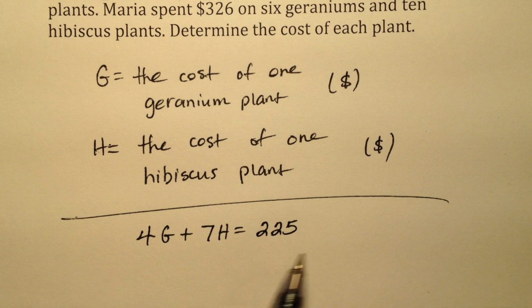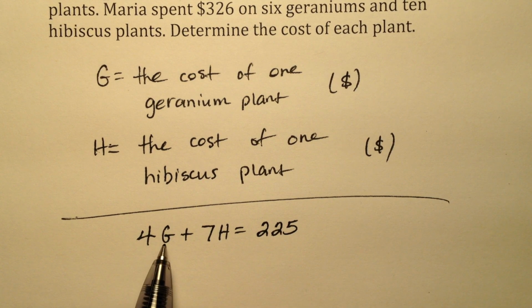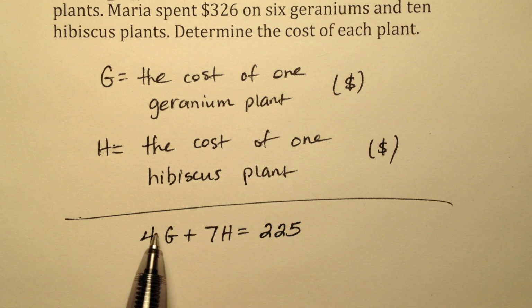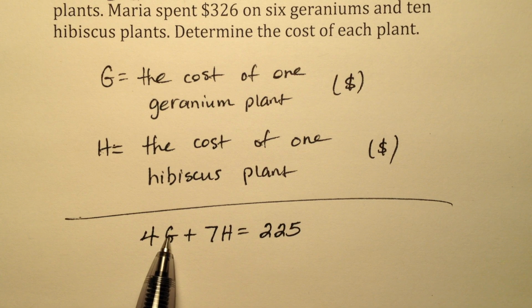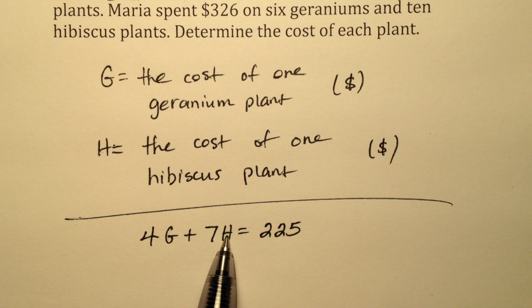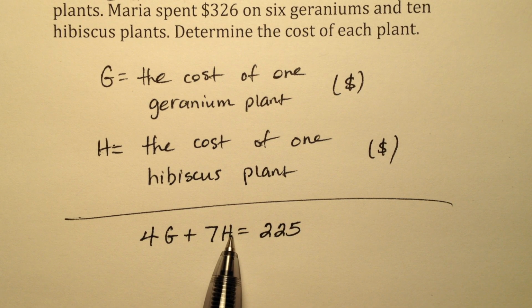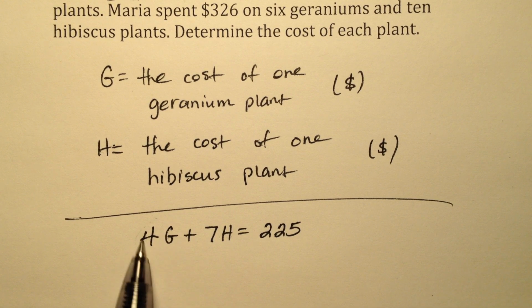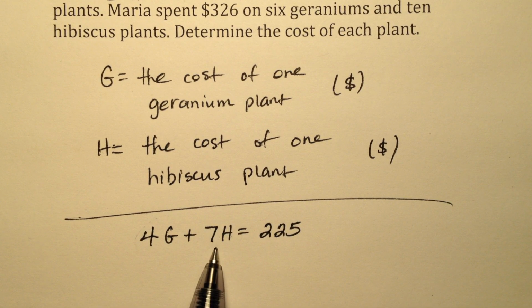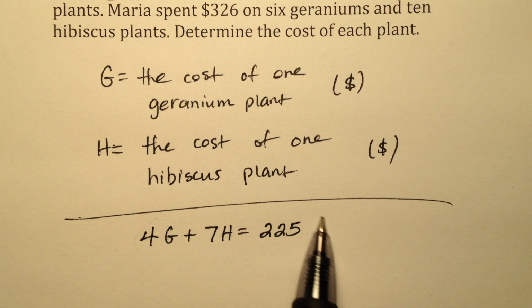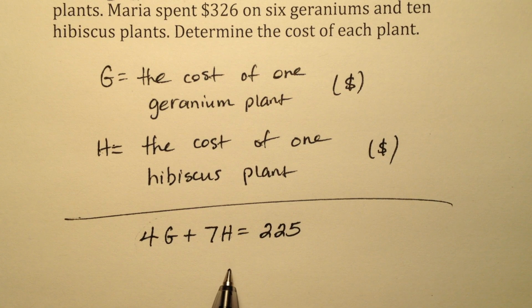Let's talk a little bit about where we got this equation. So if G is the cost of 1 geranium plant, then 4 times G will be the cost of 4 geranium plants, which she purchased. And if H is the cost of 1 hibiscus plant, then 7 times H will be the cost of 7 hibiscus plants. And again, that's what she purchased. So the total cost of the geraniums and the hibiscus plants together added up to $225. So that's where this equation came from and how that works.